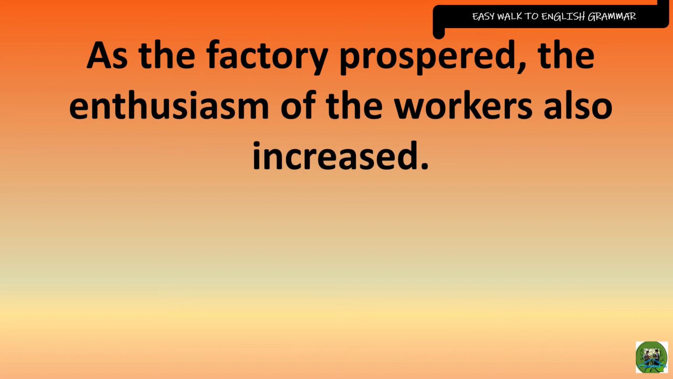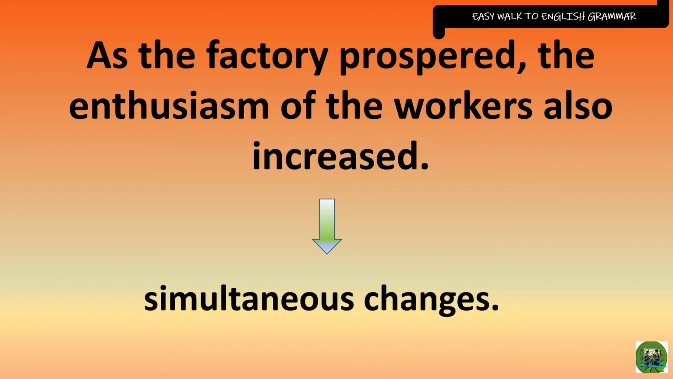Here also we can see that we placed the word as in the beginning of the sentence. But here also as functions as a conjunction. It connects two parts of a sentence. But the sense it gives is slightly changed. What sense does as give in this sentence? It says about simultaneous changes, meaning changes happening together. Factory prospering, one change. Workers becoming enthusiastic, another change. Both these changes take place together, simultaneously. That is the sense of as here.